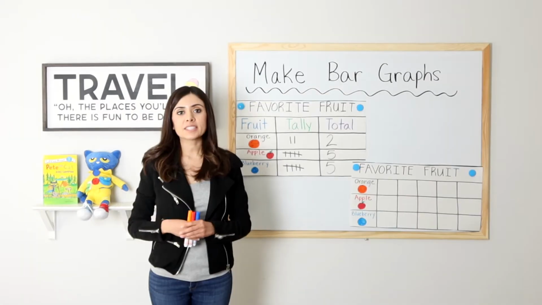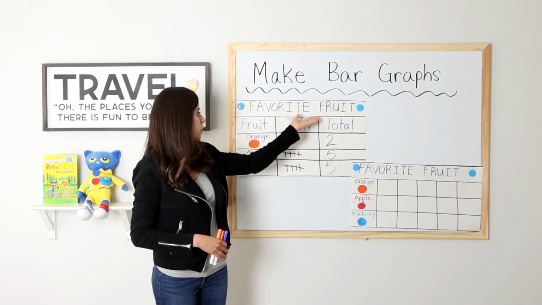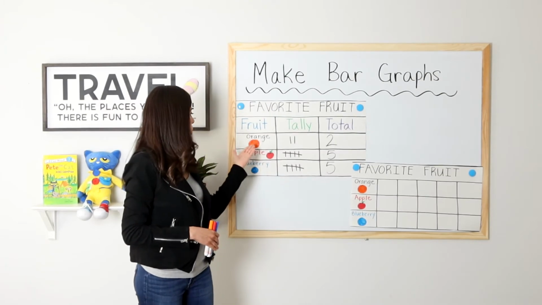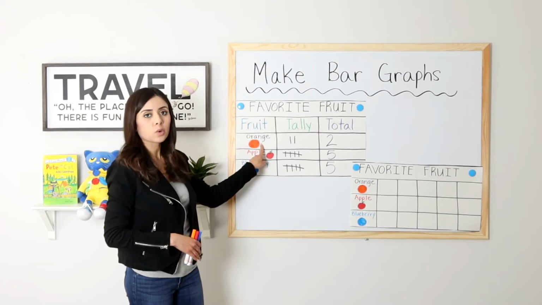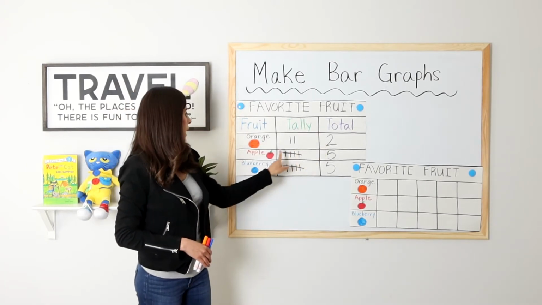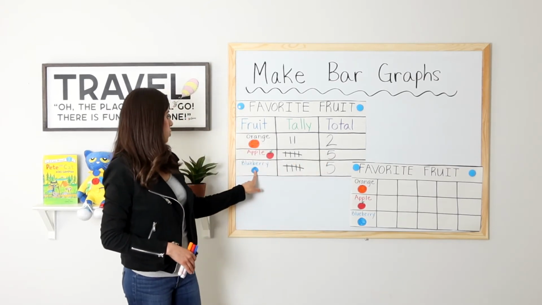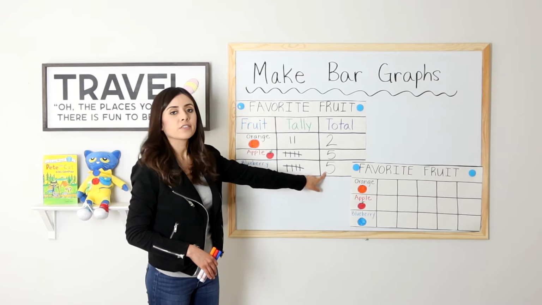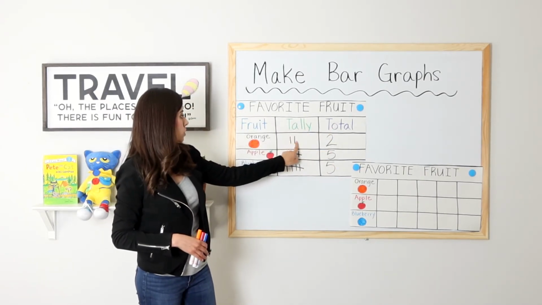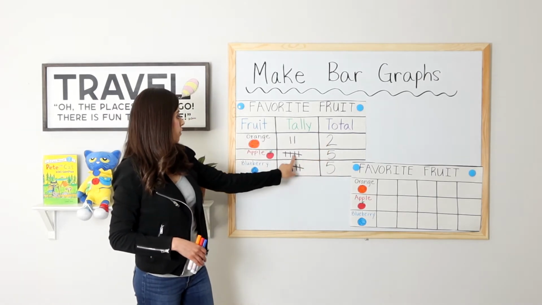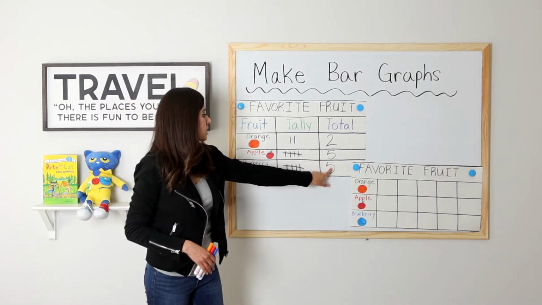Very good. Next example. 12 students were surveyed and asked what is their favorite fruit. The options were orange, apple, and blueberry. How many students chose an orange? 2. How many students chose an apple? 5. And how many students chose a blueberry? 5. The way to know the totals is by counting the tallies. 1, 2, the total is 2. 5, the total is 5, and 5, the total is 5.